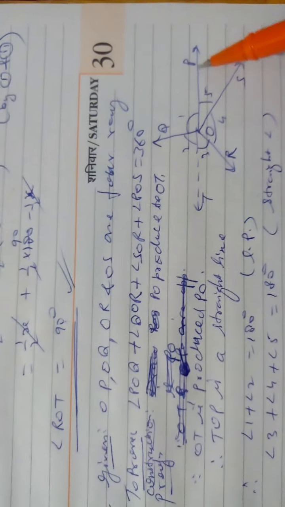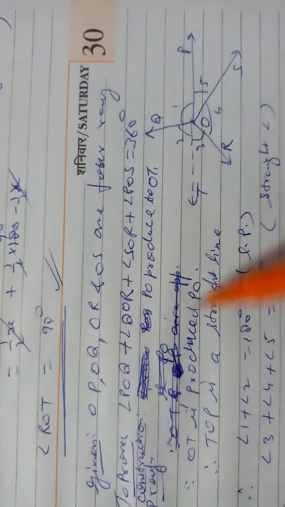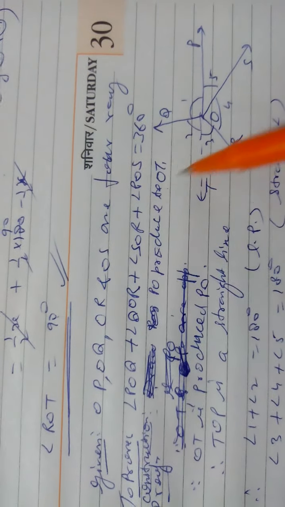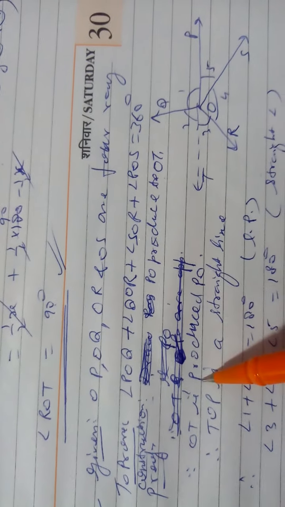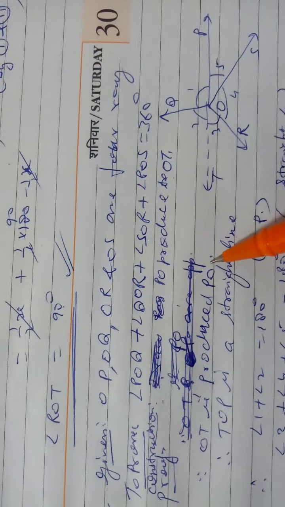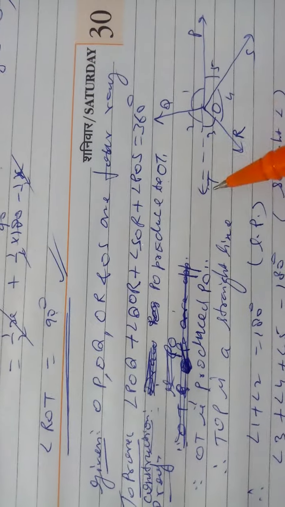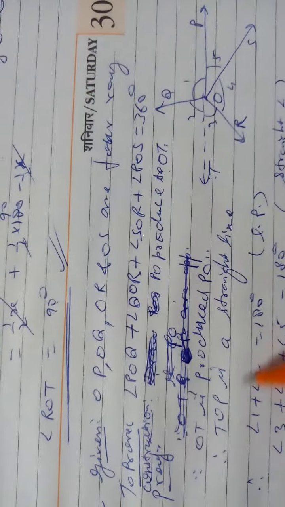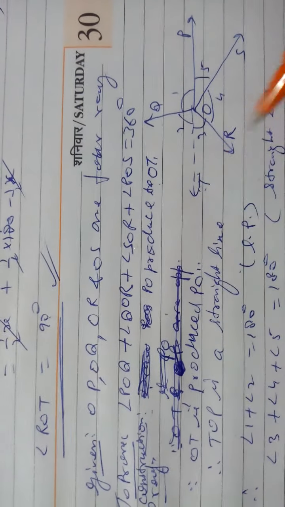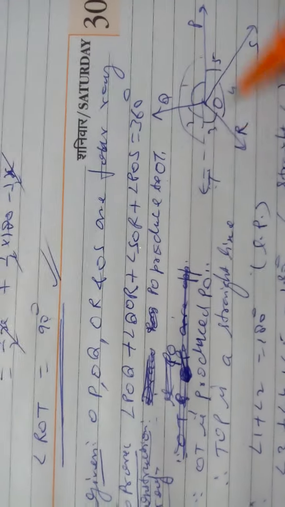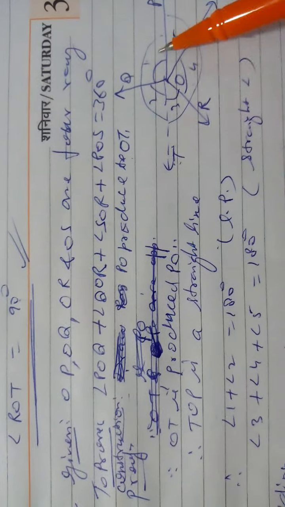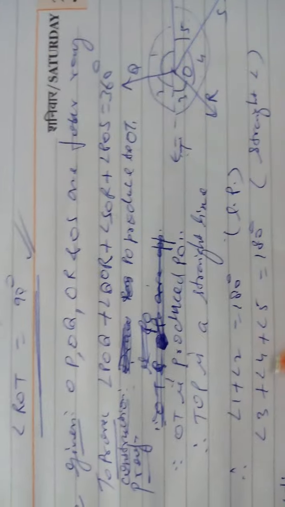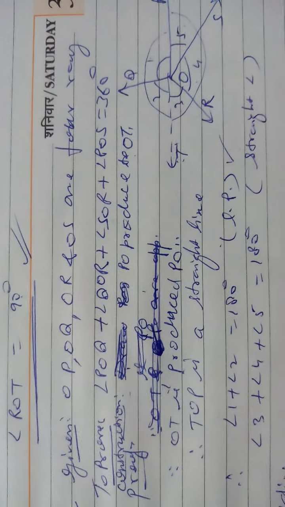For this you produce ray PO to T. This is the construction. PO is produced to T, so OT is the produced PO. That's why PT is a straight line. If it is a straight line, then one side is 180 and the other side will also be 180. I have put numbering 1, 2, 3, 4, 5. 1 plus 2 is on one side of PT, meaning 1 plus 2 is 180 by linear pair.